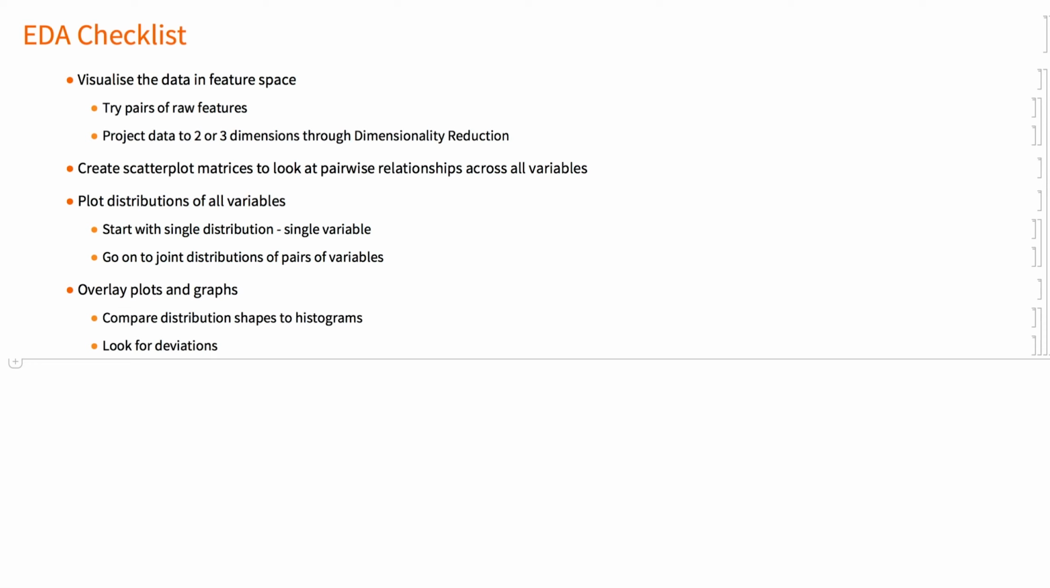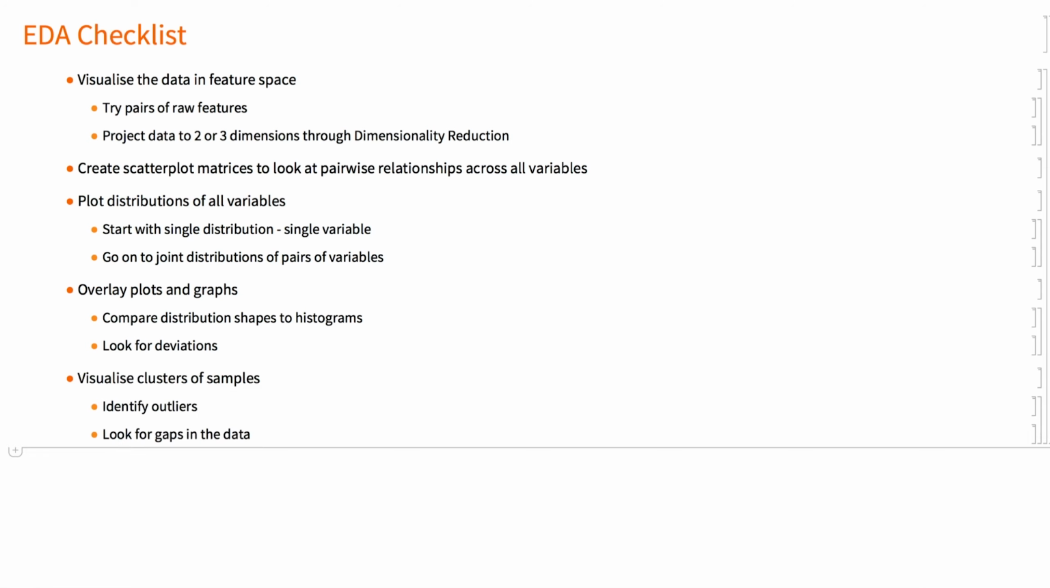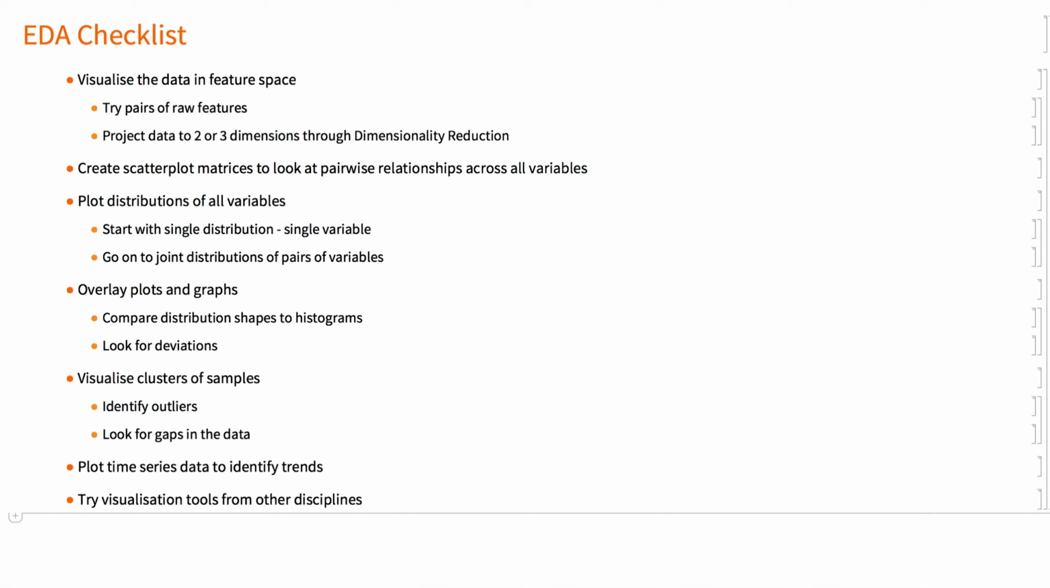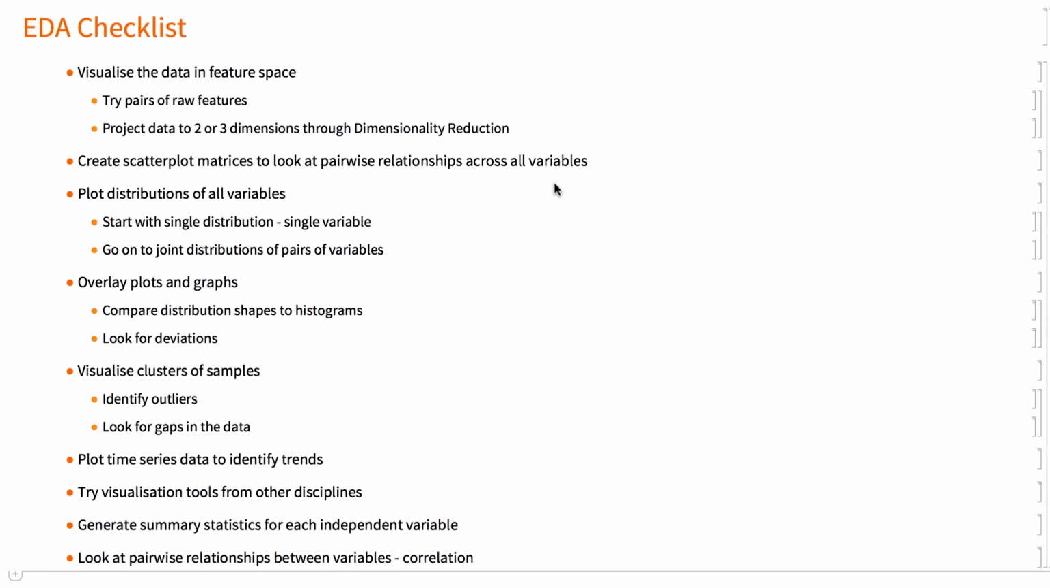Overlay plots and graphs to compare distribution shapes to histograms. Look for deviations. Visualize clusters to identify outliers and also to look for obvious errors or gaps in the data plots. Plot time series data and identify trends. Reach out across disciplines for visualization tools that may lend a different perspective on the data. Last but not the least, generate summary statistics for each independent variable or feature and also look at pairwise relationships or correlation between the variables.